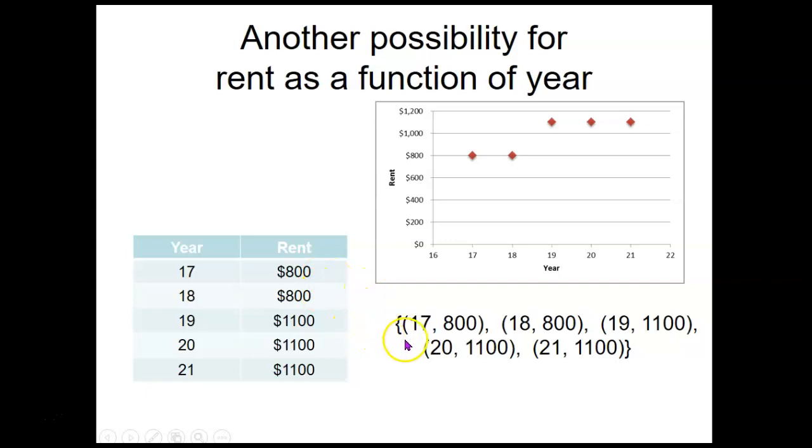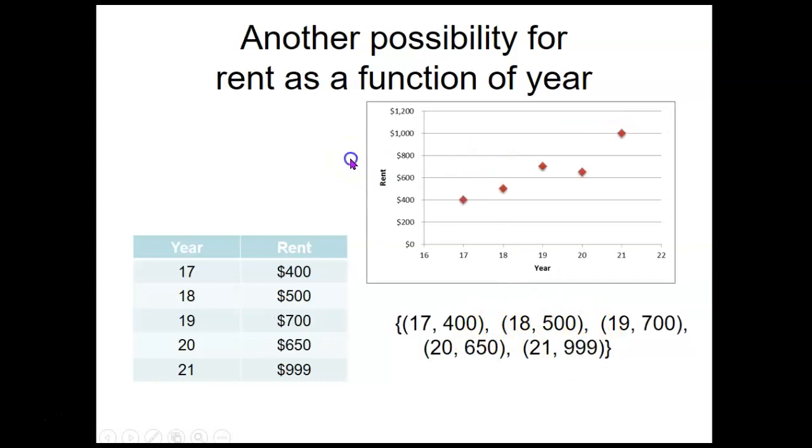And again, we can think of it as a set of ordered pairs, or as a set of points on a graph. Here's another possibility. There's no clear pattern here, but I can list the rent for each year from 2017 through 2021. And so that gives you what the rent is as a function of the year.